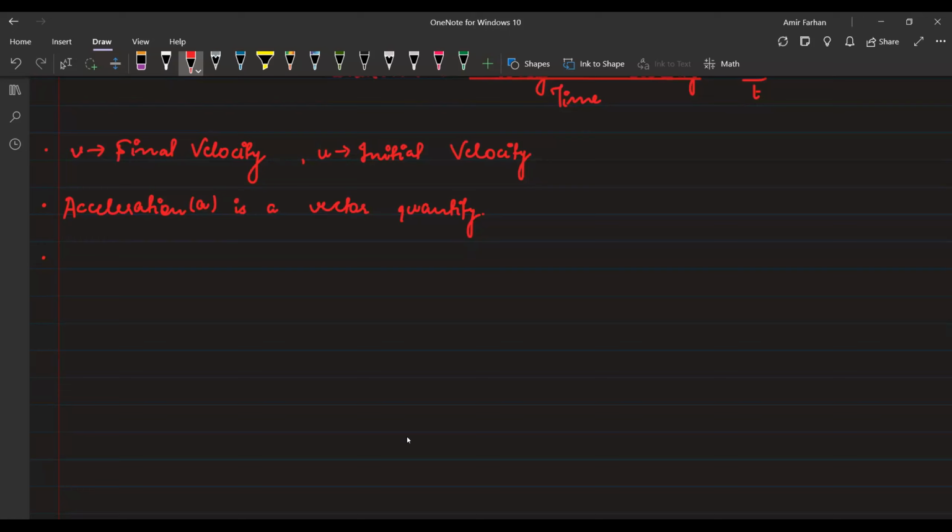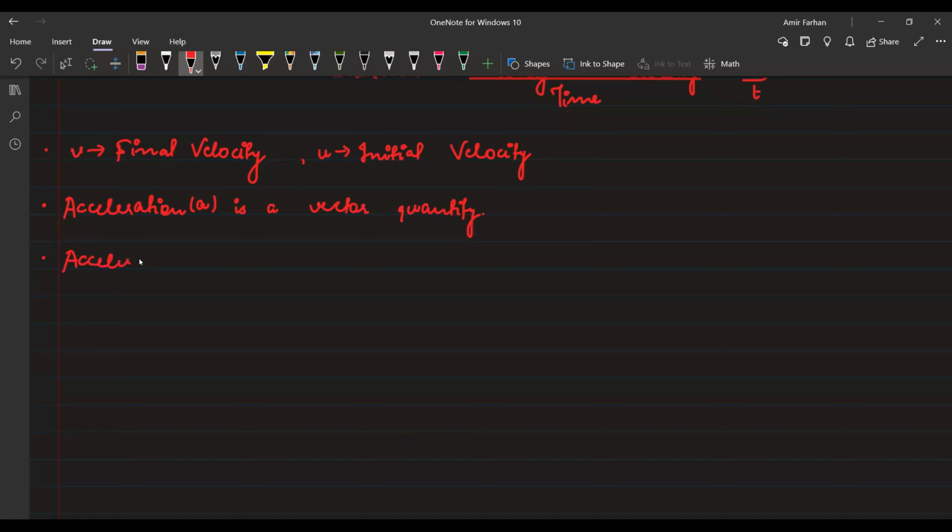Because if the body is not changing its velocity, will there be any acceleration? Even if the body is moving, it means that there is no change in velocity. If there is no change in velocity, the acceleration would be zero. Clear? Okay.